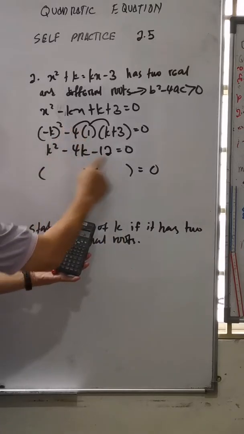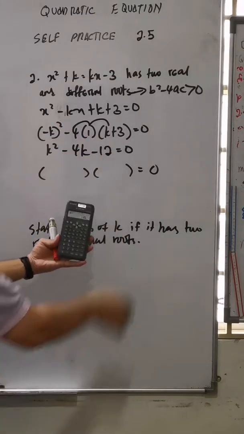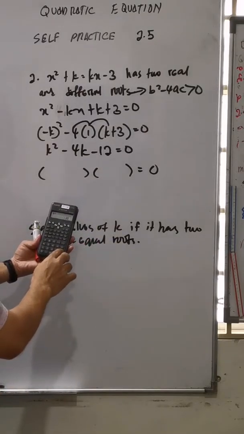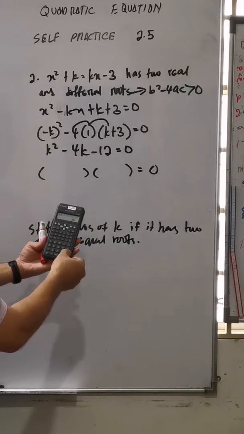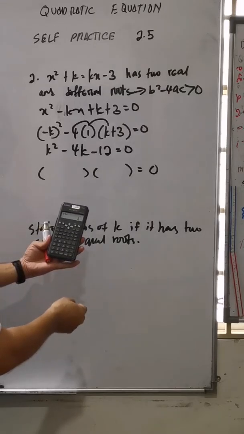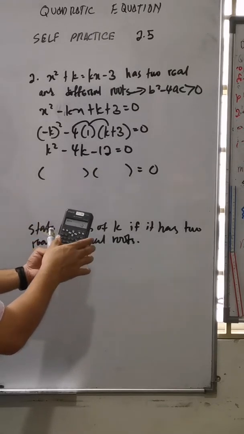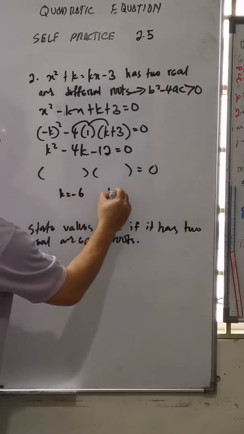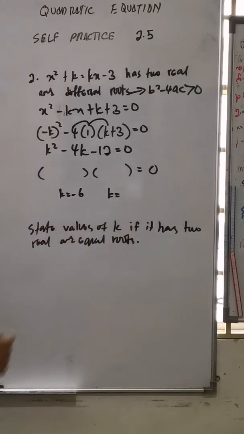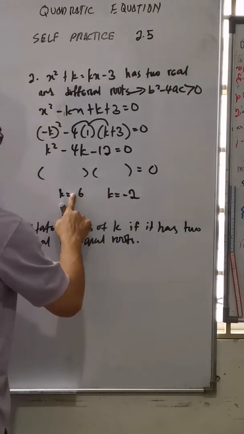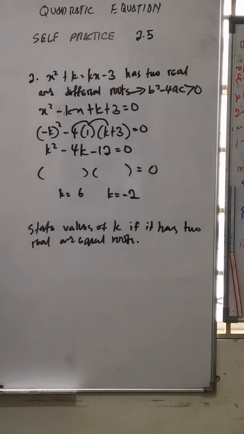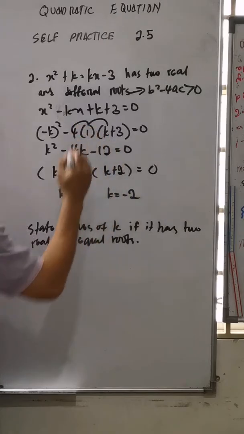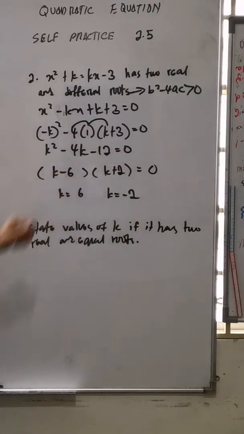So this is a quadratic equation in terms of k. The earlier one is a quadratic equation in terms of x. So b is negative 4, c is negative 12. So the first value is 6, the second value is negative 2. So write down the values, negative 6 and negative 2. Oh, this is not negative. Right, so the factorization will be k minus 6, k plus 2. Just change the sign.